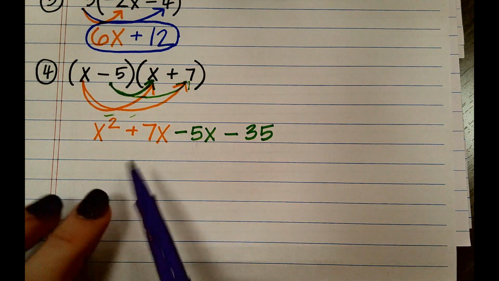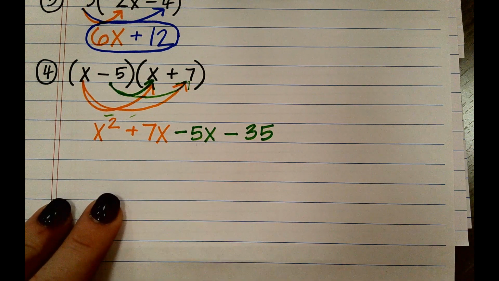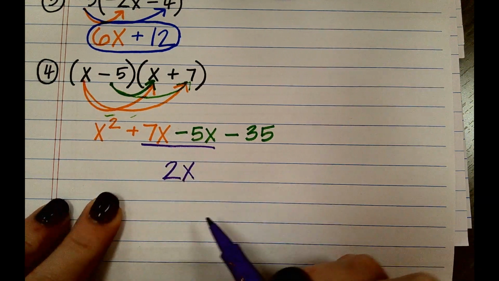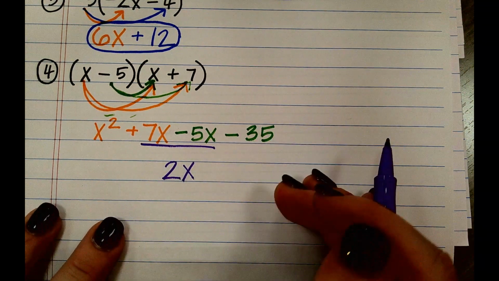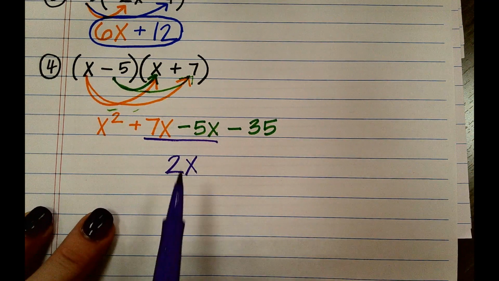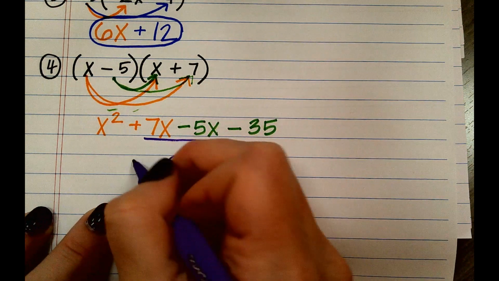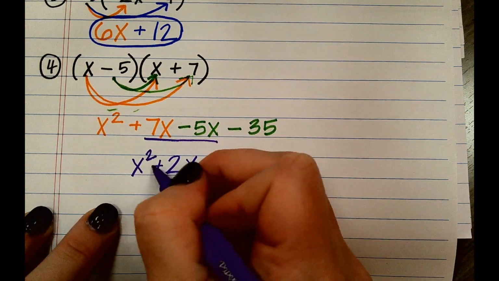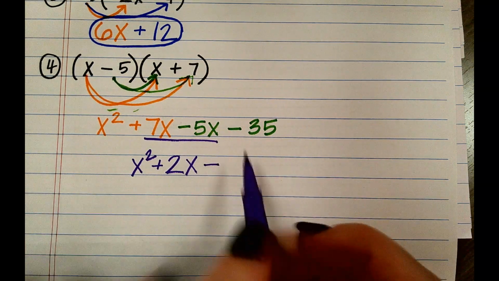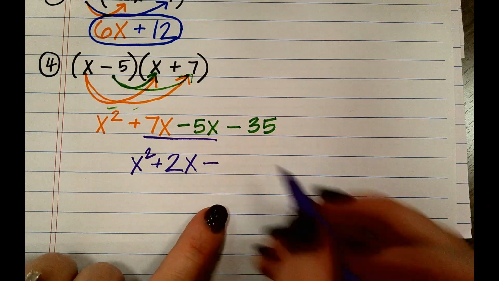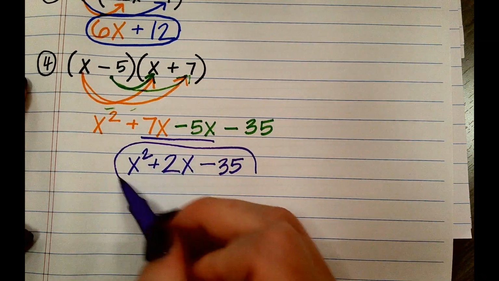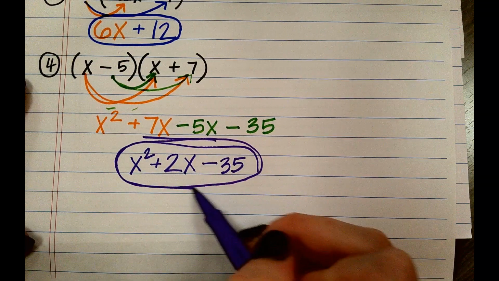What happens when I put them together? You're going to get 2x. Good. 7 minus 5 is 2. You added them; 7 plus 5 is 12. So, 7 minus 5, 2. And I'll bring the rest down. x squared plus 2x plus negative 35. You could do plus negative 35 or just minus 35. Same thing. Minus 35 is just a little less to write. That's the answer. Can't go any further. Good.